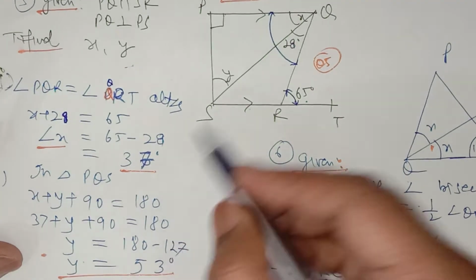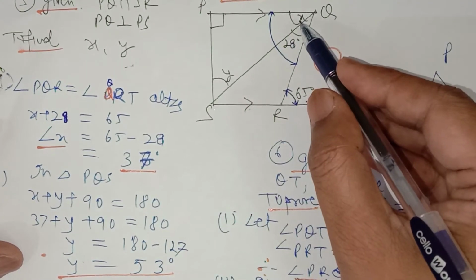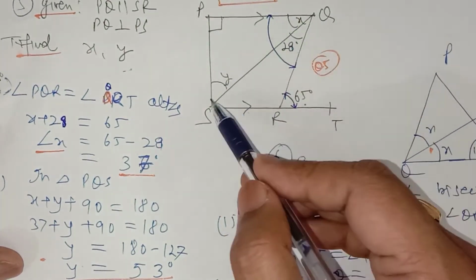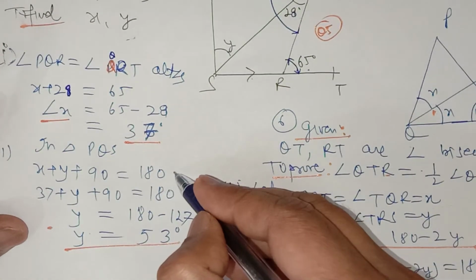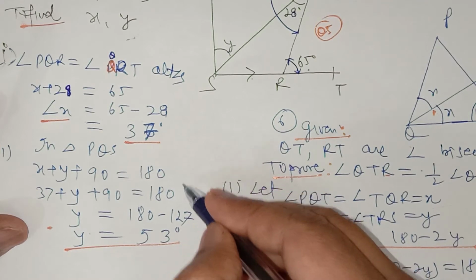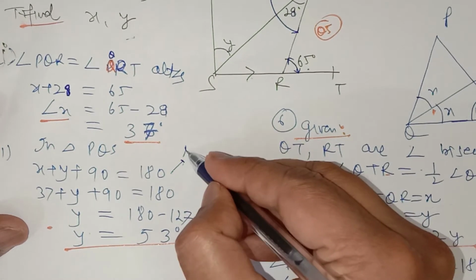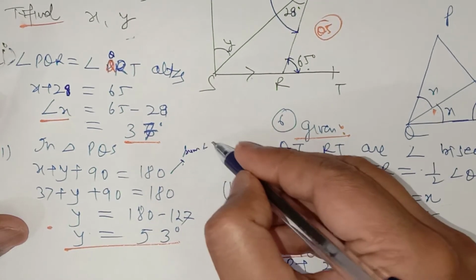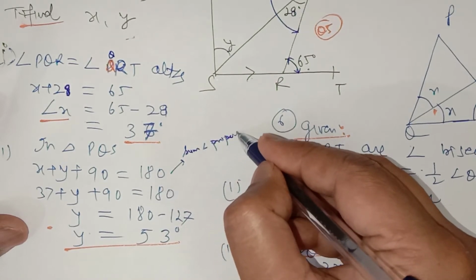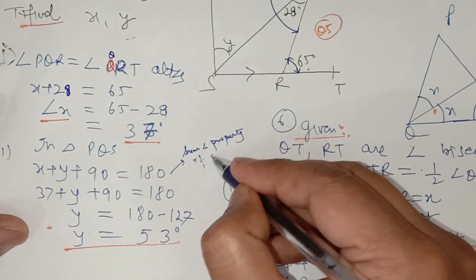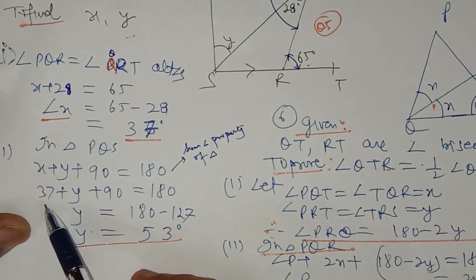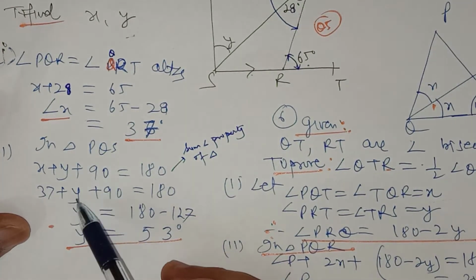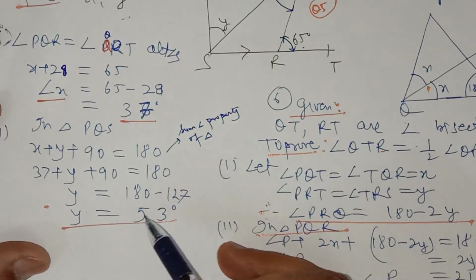This is the angle, which angle? x. Now in triangle PQS, 90 plus x plus y will be equal to 180 degrees. Do you know the reason? Some angle property of triangle. Now you know the value of x, that is 37. We know this 90. You can easily get the value of y.